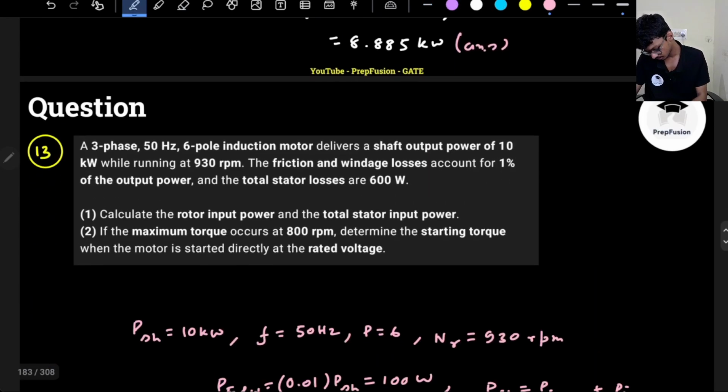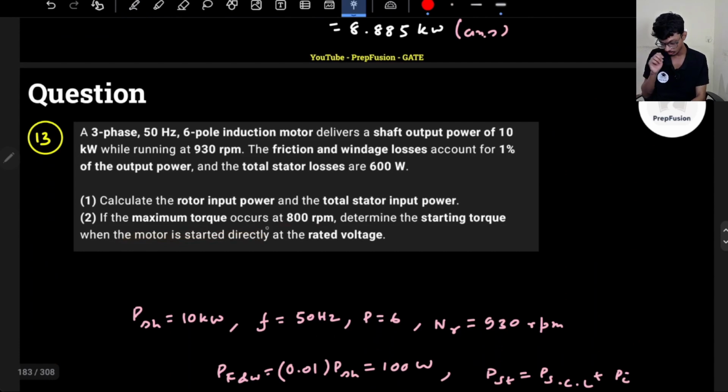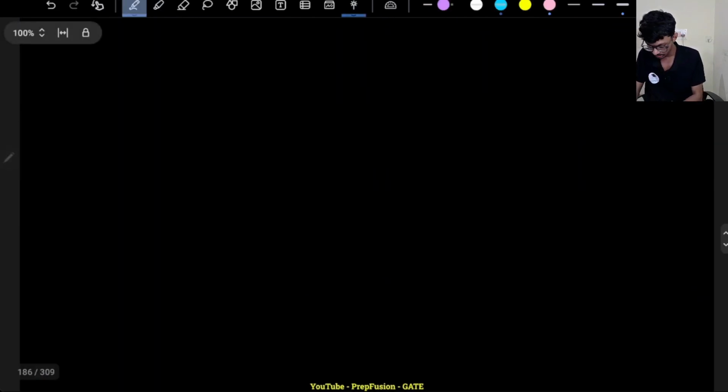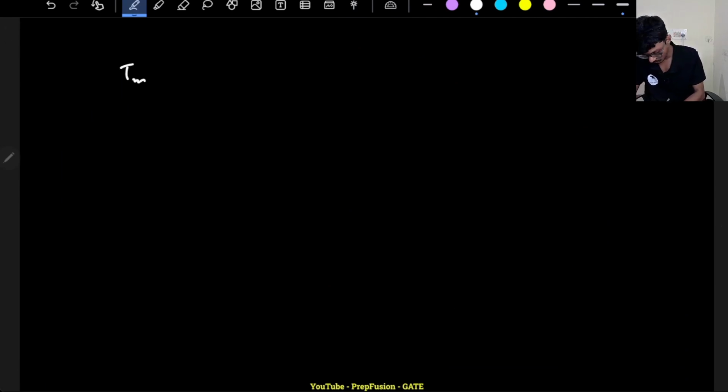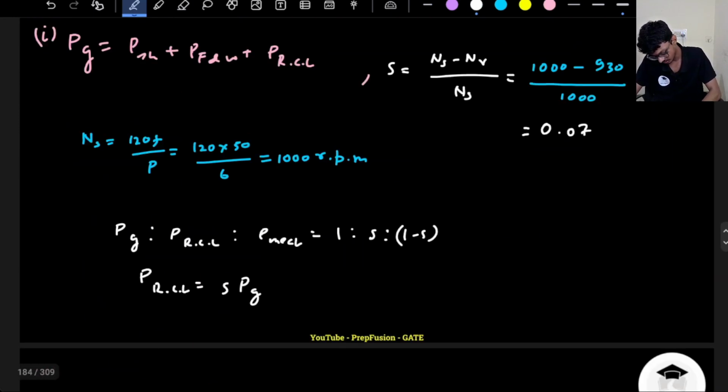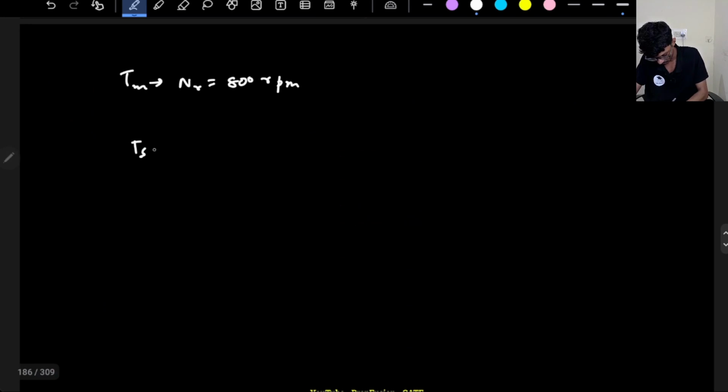In the second part they are asking, calculate the maximum torque. If the maximum torque occurs at 800 rpm, determine the starting torque when the motor is started directly at rated voltage. So what they are telling me is that the maximum torque occurs at a speed of 800 rpm. From here I will be able to get the information about the slip. Then the starting torque will be what? From here I will be able to find out the slip at maximum torque.